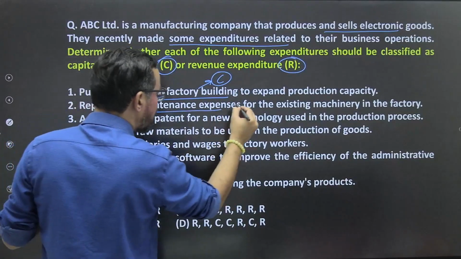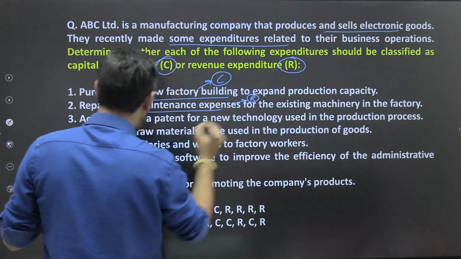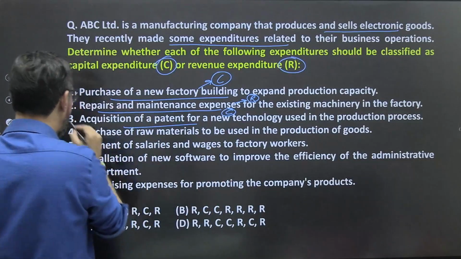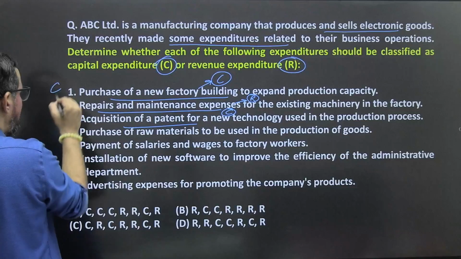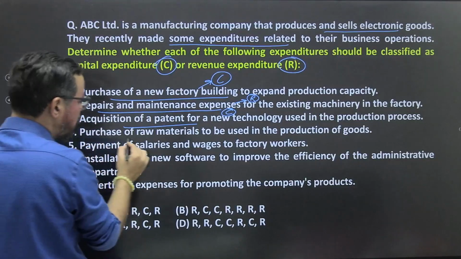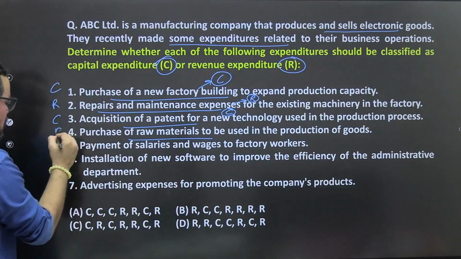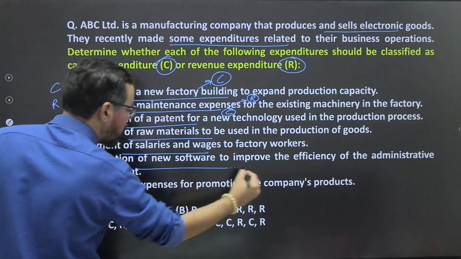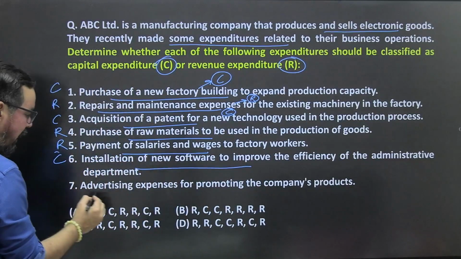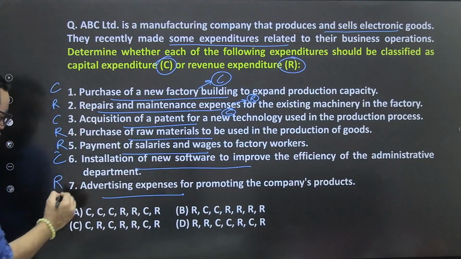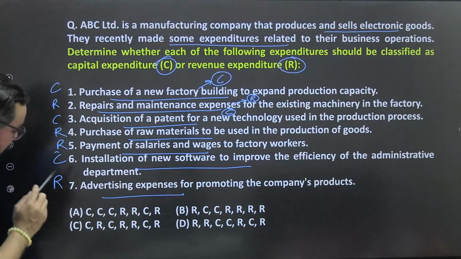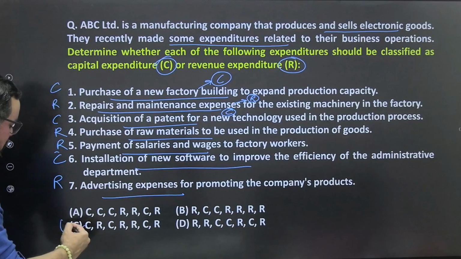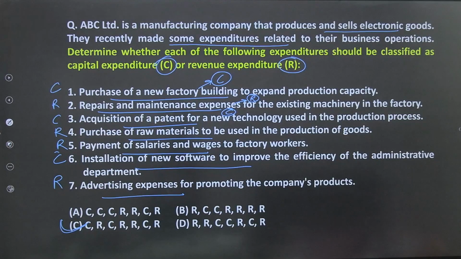Repair and maintenance of expenses, revenue. Then we have acquisition of patents, capital. Then we have capital, revenue, capital. Fourth one, purchase of raw material, revenue. Payment of salaries, revenue. Installation of new software, capital. And advertisement expense, revenue. Okay, so capital, revenue, capital, revenue, capital, revenue, capital, revenue, revenue, capital. So option C will be the right answer for this particular question.